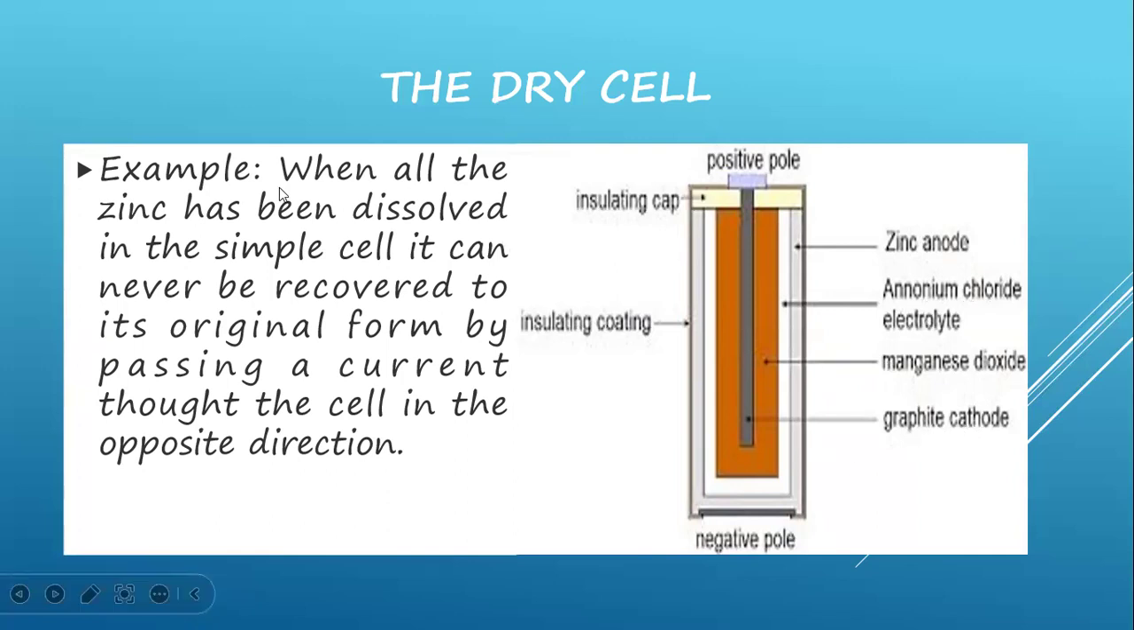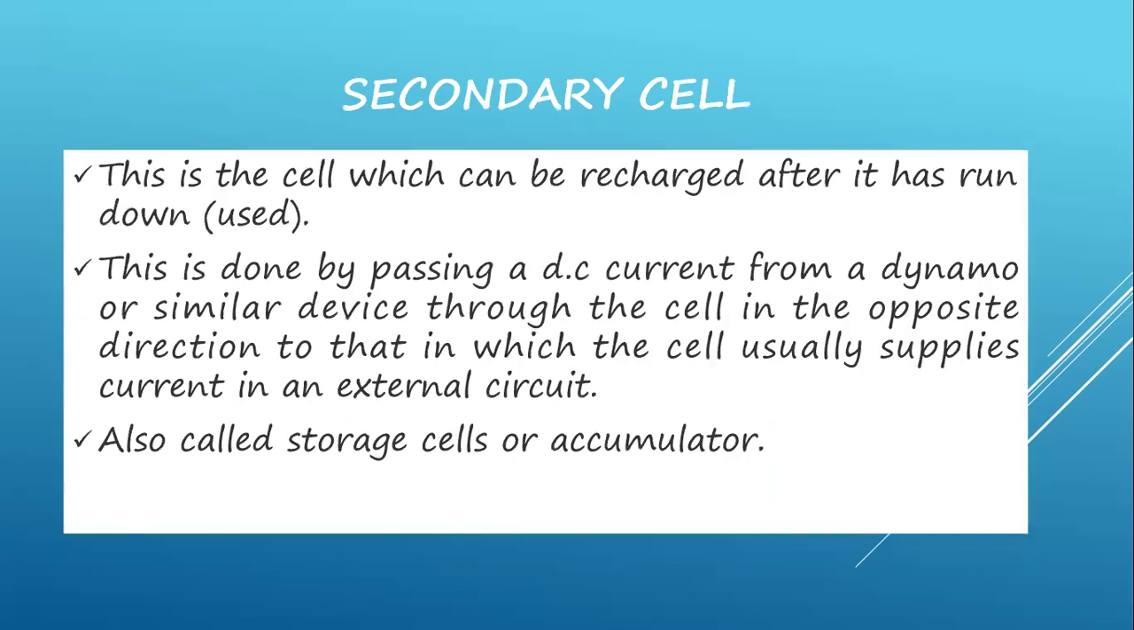For example, when all the zinc has been dissolved in the simple cell, it can never be recovered to its original form by passing a current through the cell in the opposite direction. This is just an addition to what we discussed before in the previous note. Let's talk about the secondary cell.